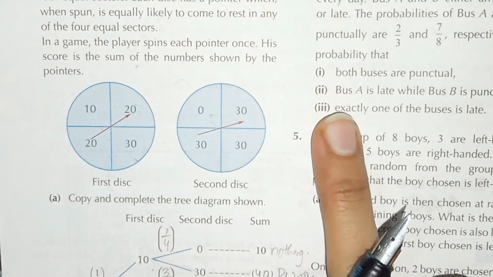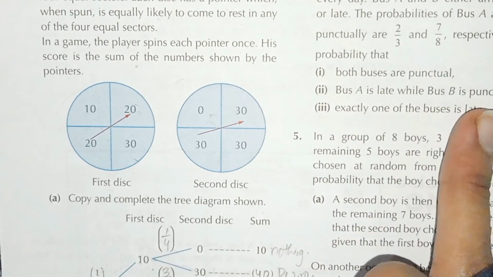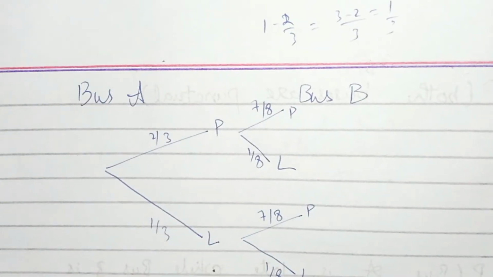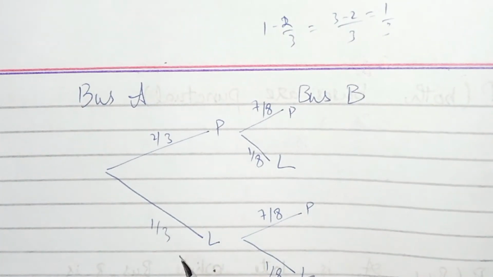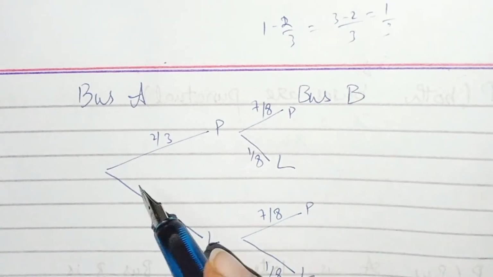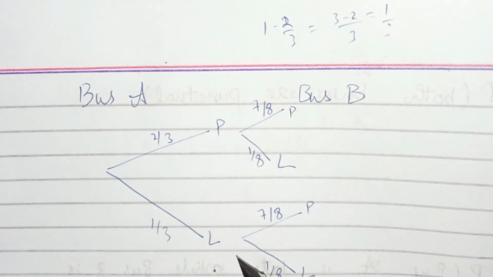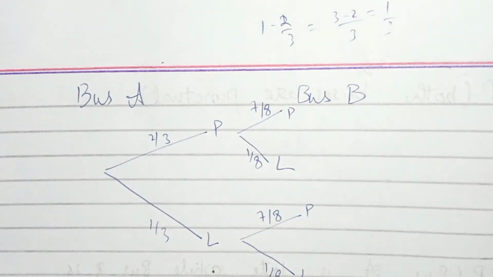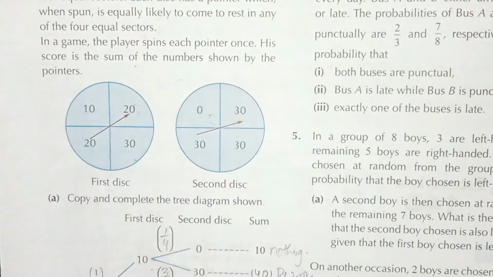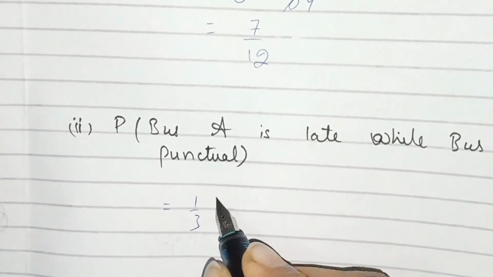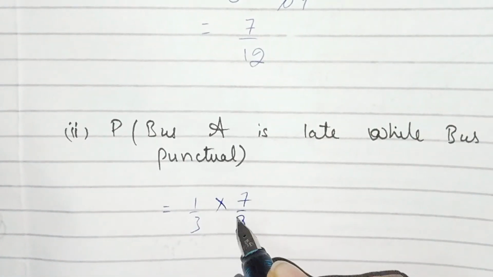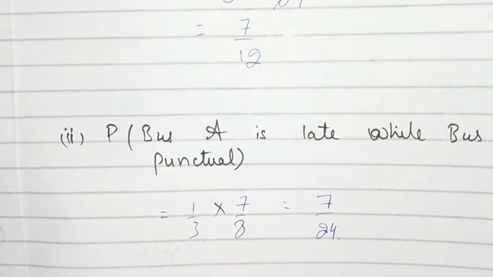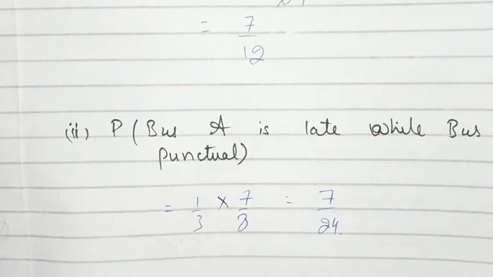Now let's see part number B. Bus A is late while bus B is punctual. Now students, we can see that the probability is 1 by 3 and 7 by 8. Bus A is late and bus B is punctual. Now we have to combine this probability: 1 by 3 and 7 by 8, and we get 7 over 24. And now students, part number 2 is solved.